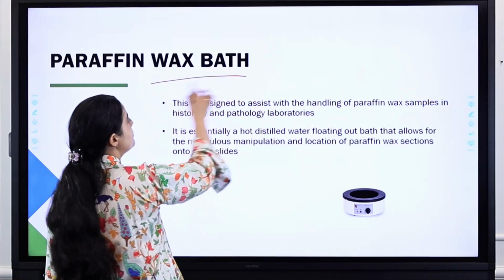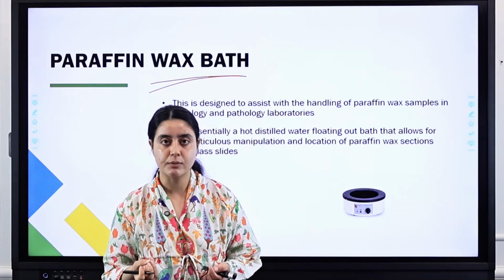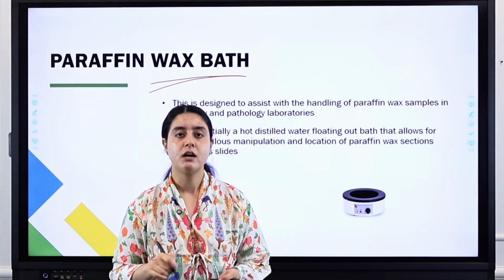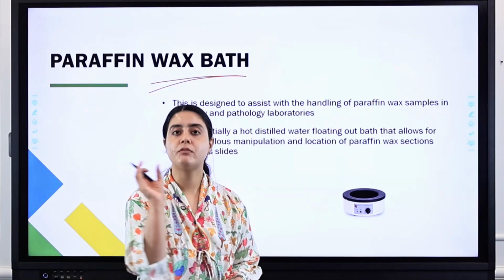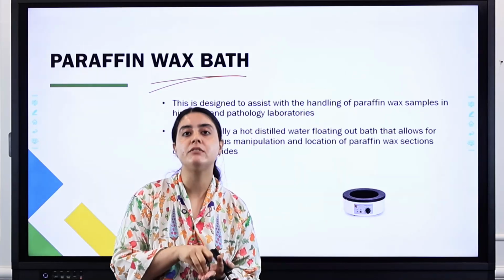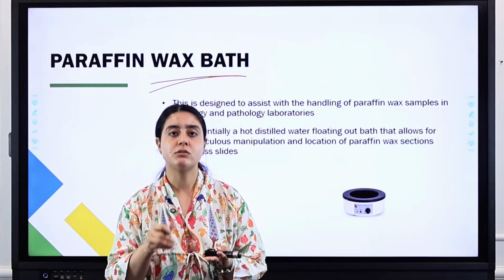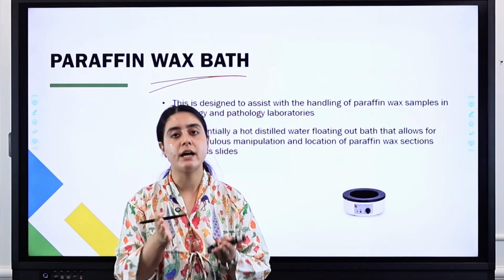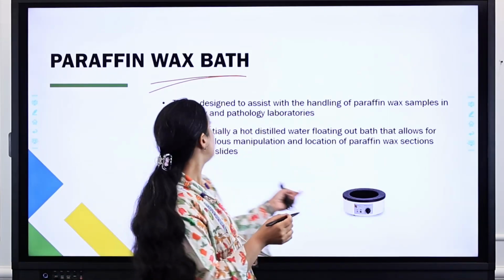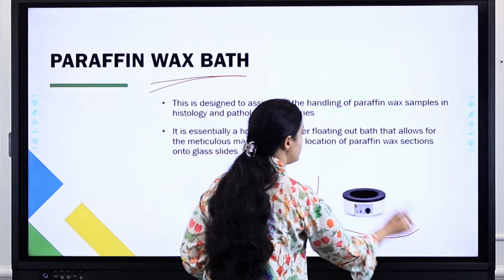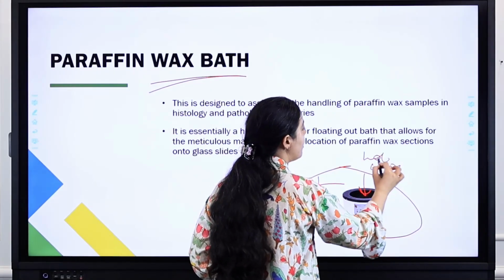Now, paraffin wax bath. As I have told you, in histopathology, whenever we receive a sample, there are some tissue processing steps which we will discuss in a further lecture. So we have to make paraffin wax boxes, or we have to embed our tissues in the paraffin wax, and then we have to set it in our plastic cassettes so that we can easily cut our sections and then do the microscopic examination. We have a paraffin wax bath. This is an instrument. In this there is a wax, hot liquid wax.